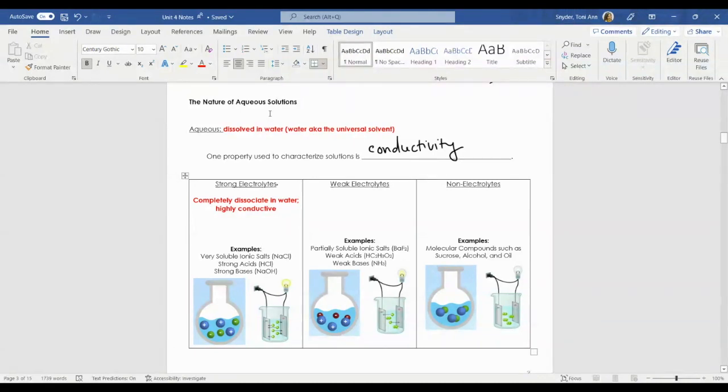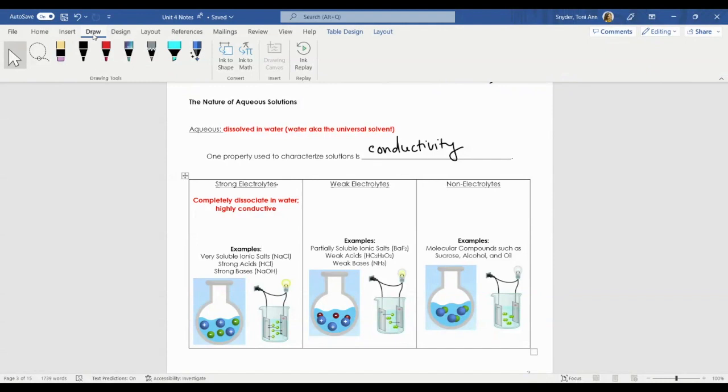Strong acids and strong bases, which you really don't have to know just yet because we're going to talk more about that in the acid-base unit, also completely dissociate in water. So what does that mean? That means that every single particle will break up into its ions. So if I have NaCl solid and I put that in water, that completely breaks up into its ions.